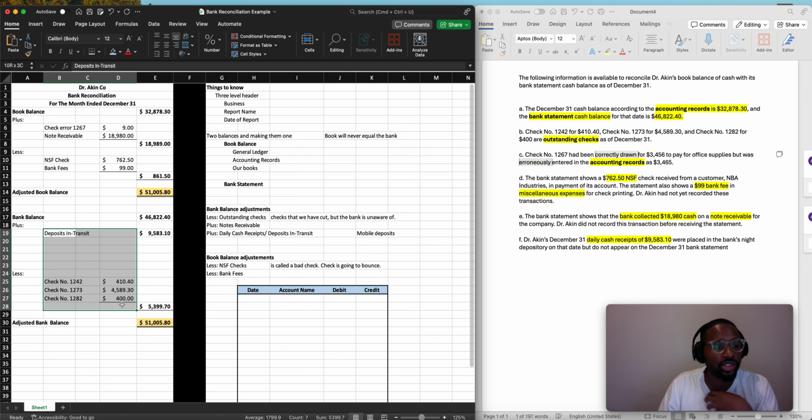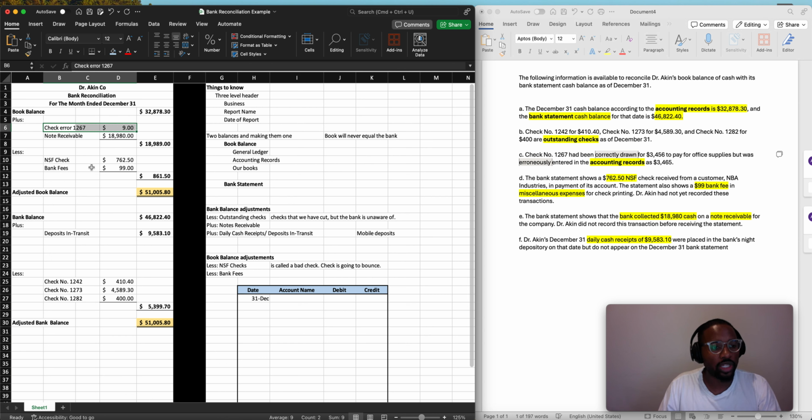Because we can't control the bank. We can only control our books. So therefore, we're going to do our journal entries. Now, because these are adjusting journal entries, the date is all going to be the same. It's going to be December 31st, right? Because all of this is happening at the end of the month.